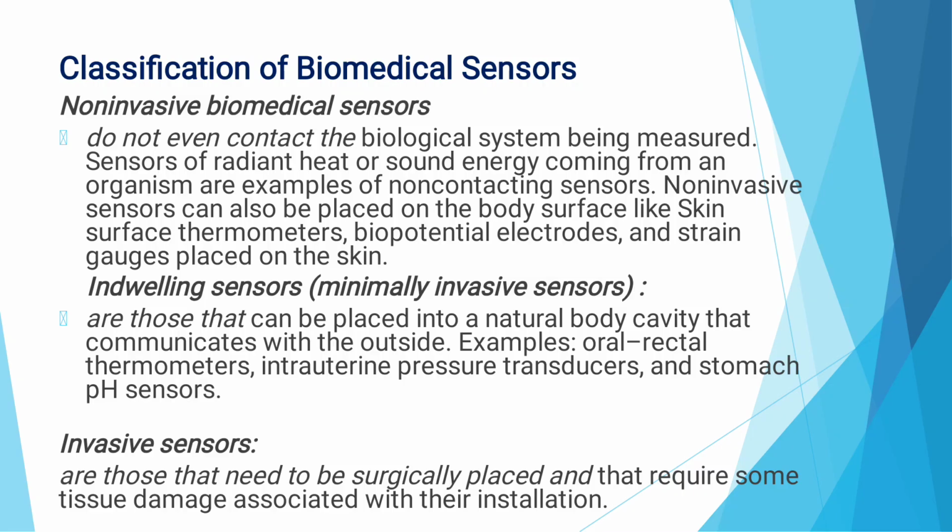The third type is invasive sensors. These sensors are surgically inserted into the body, and they may cause tissue damage during installation. Examples are implanted pressure sensors and internal monitoring devices. These biomedical sensors are selected based on the medical requirement and the level of invasiveness.